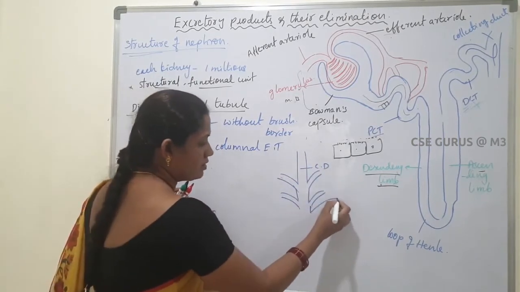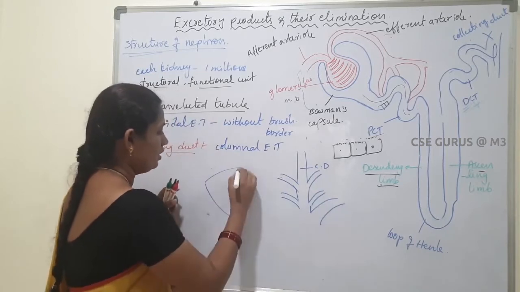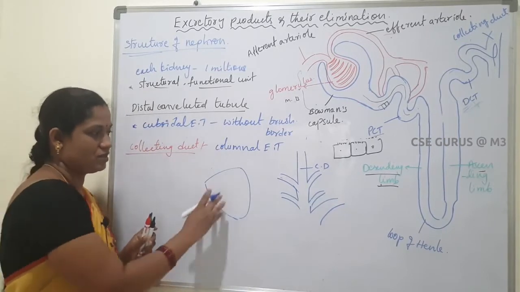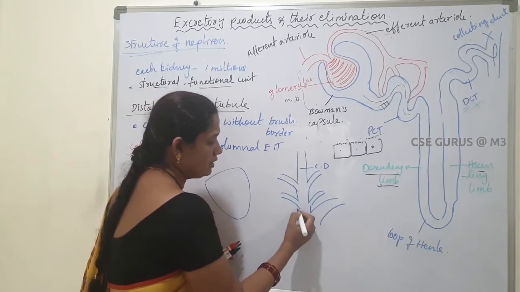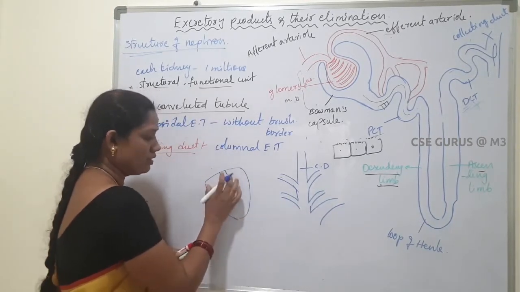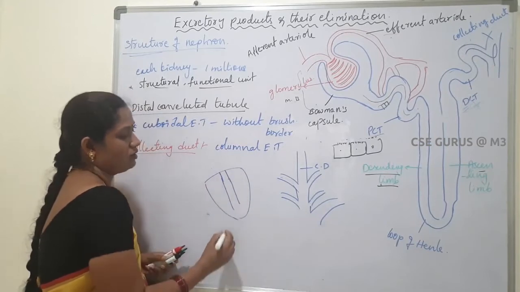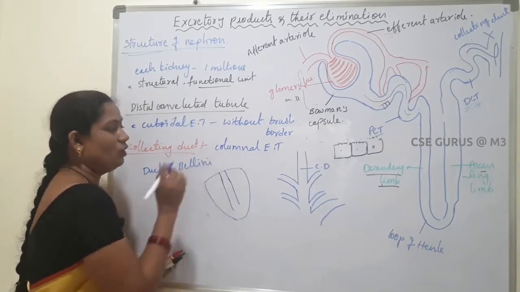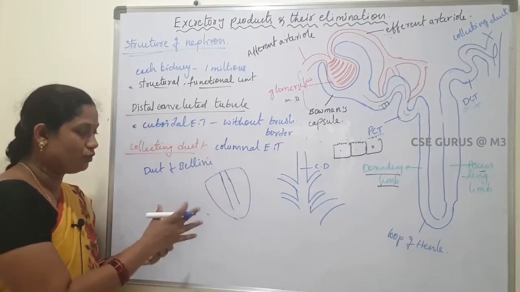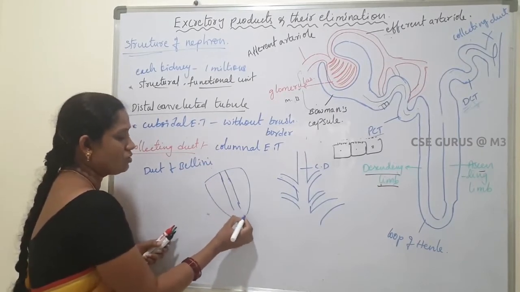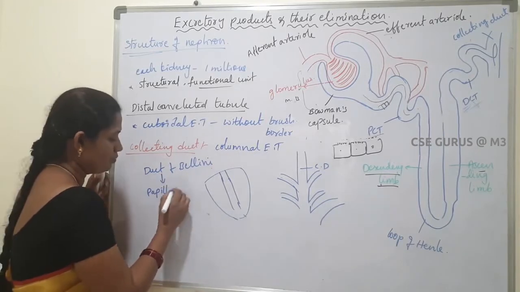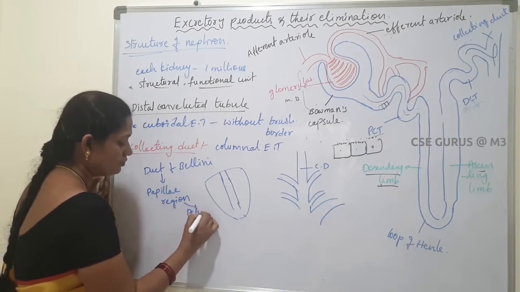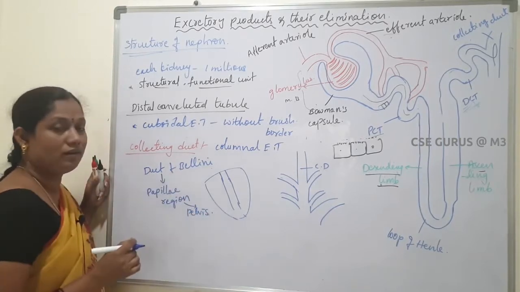All collecting ducts are present in, for example, the pyramid. In the kidney, the medulla-shaped structures are called renal pyramids. In the renal pyramids, all collecting ducts join to form a long duct, that is called the duct of Bellini. This one opens in the papilla region into the pelvis. So this large duct is called the duct of Bellini.